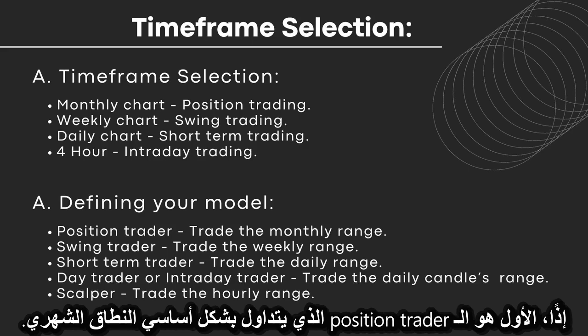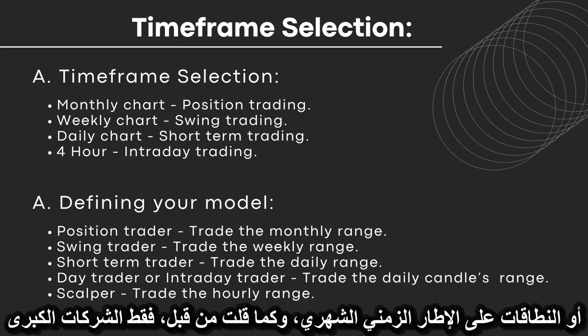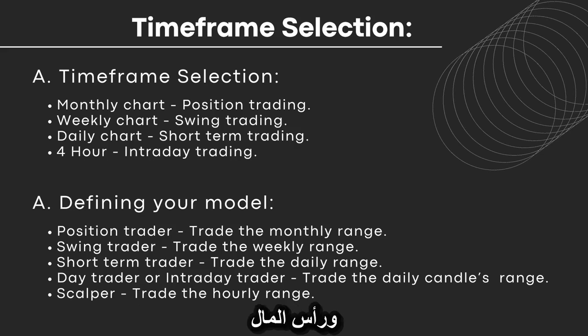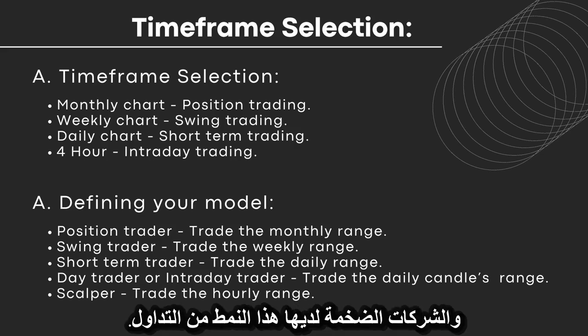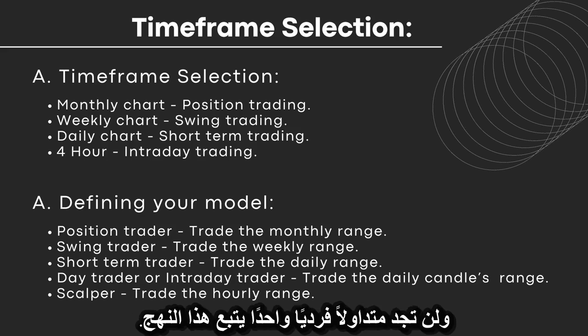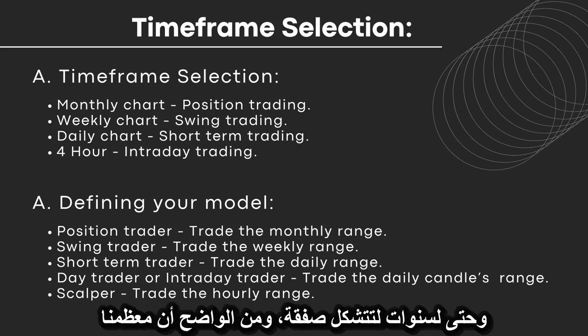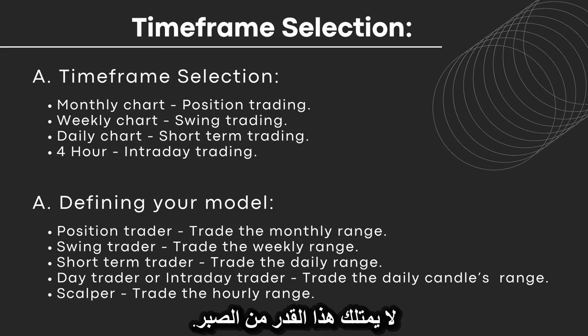So the first one is a position trader, who basically trades the monthly range, or the range on the monthly time frame. And as I said before, only firms and hedge funds with a huge amount of money, liquidity, and capital have this style of trading. And you won't find a single retail trader having this approach. And the reason for that is simple. A position trader waits for months and even years for a setup to form. And obviously most of us just don't have that amount of patience or mental endurance, right?